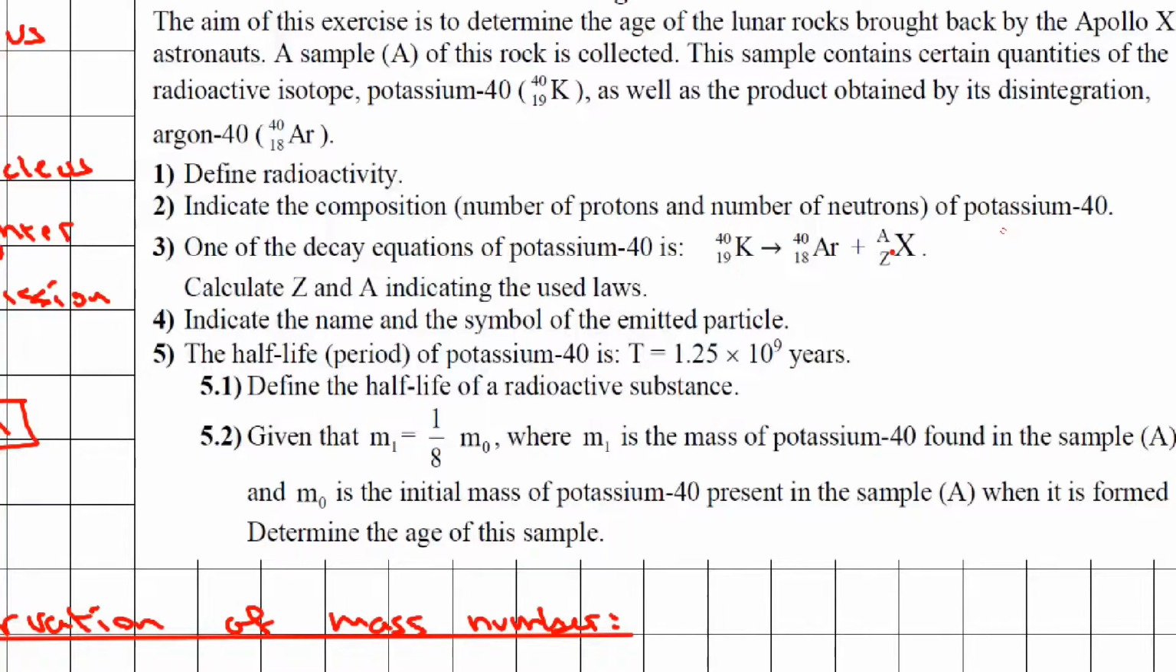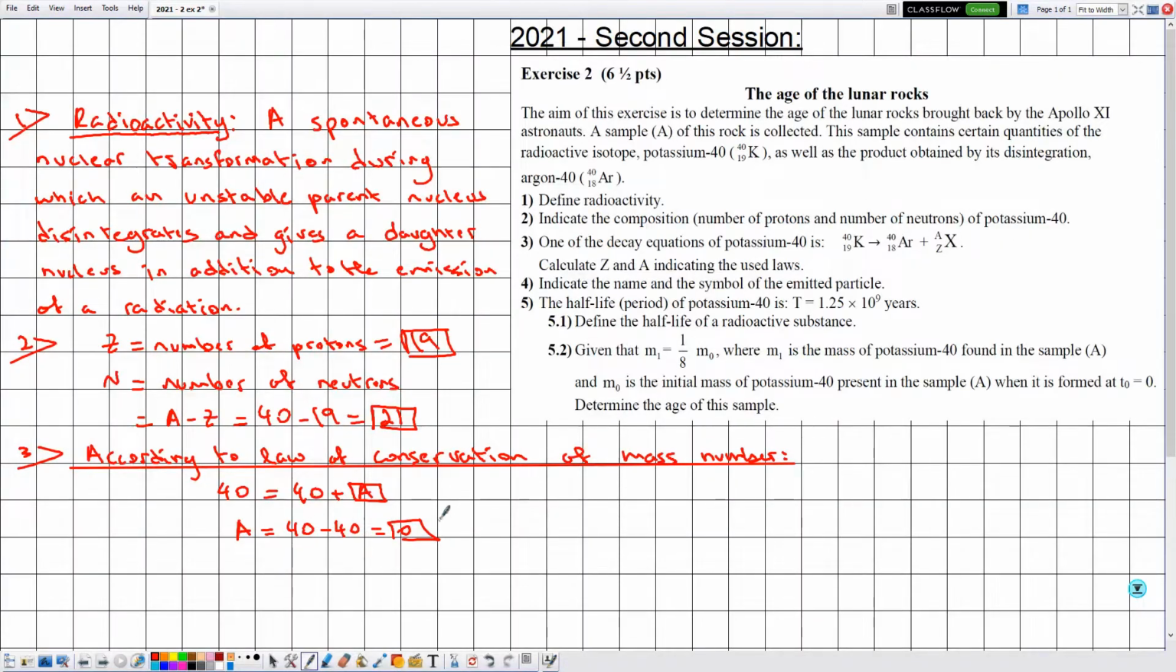Now we need to determine the value of Z, and this can be done in the same way, but now according to the conservation of the atomic number. Then according to the law of conservation of the atomic number.